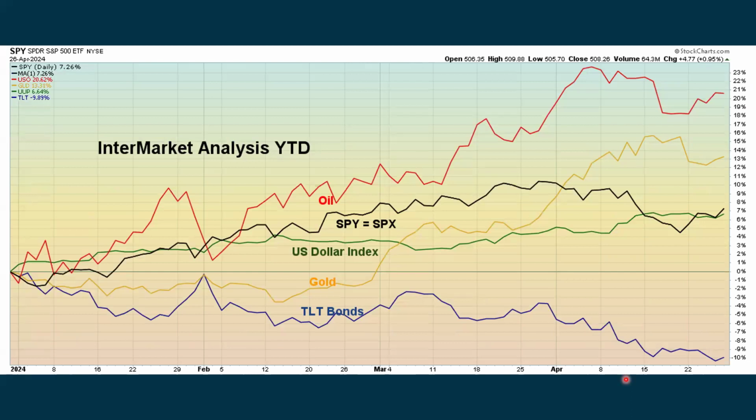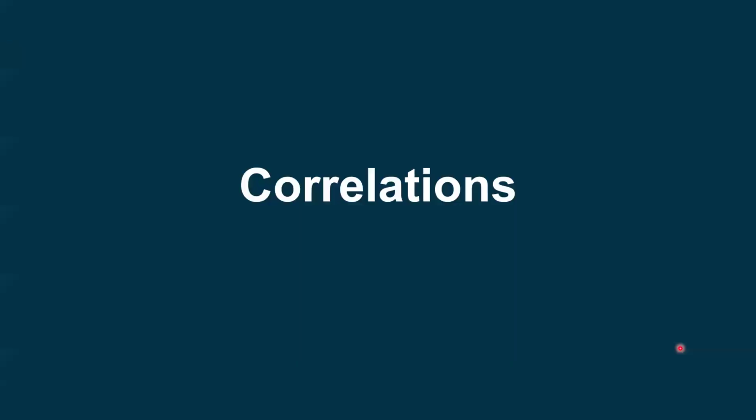Then we have an intermarket analysis chart here showing that oil is doing the best, then gold. Stocks had fallen under the dollar, but now they've reclaimed that. And then the green line is the dollar, or if we look at the bonds based on price, they're negative going back to the beginning of the year.